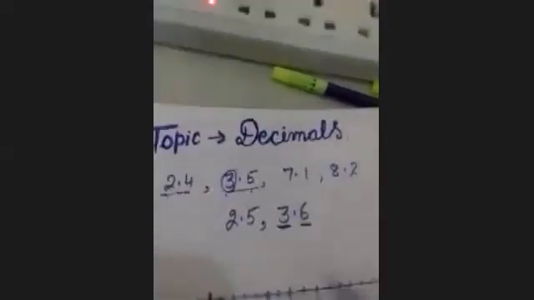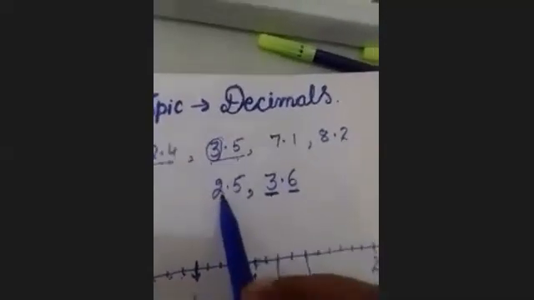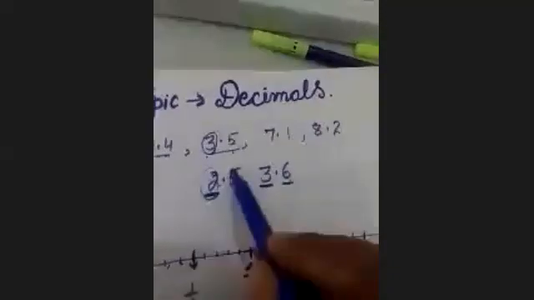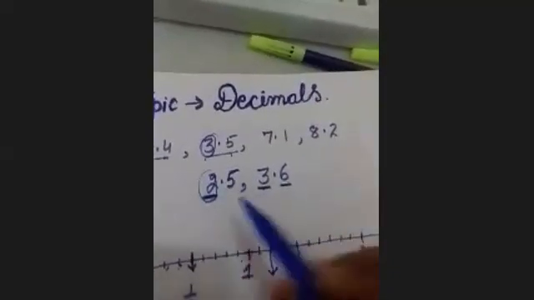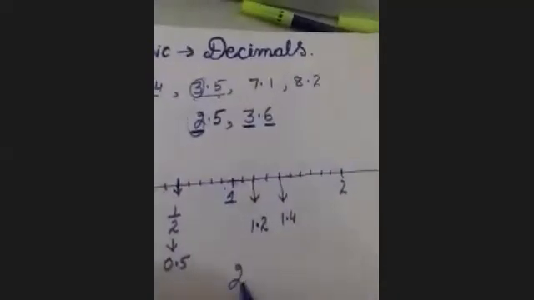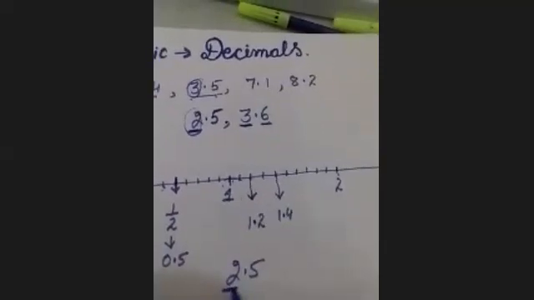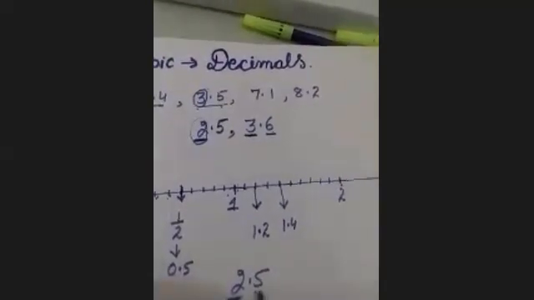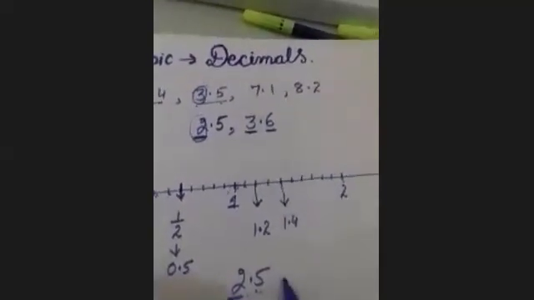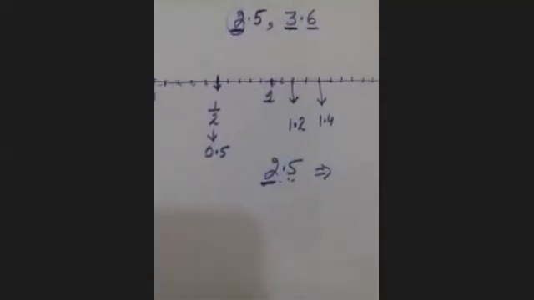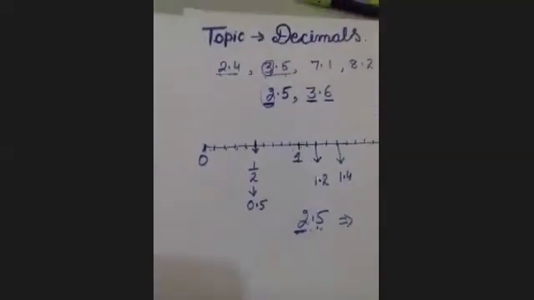In other words, the number which exists before the decimal represents a whole number, and the number which exists after the decimal shows the part of the next number. The number 2.5 means two numbers full and half part of the next number. 2.5 shows two and a half. Clear, students?